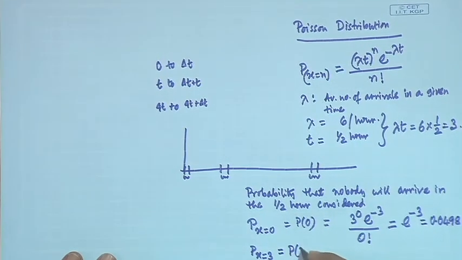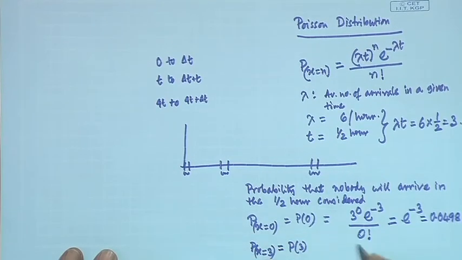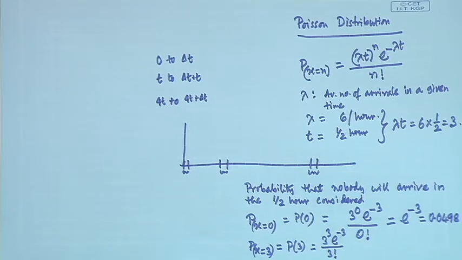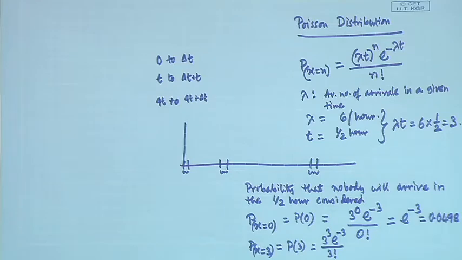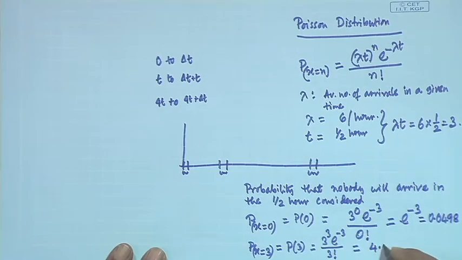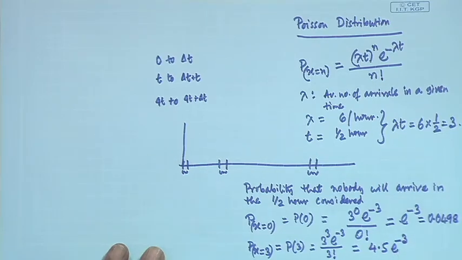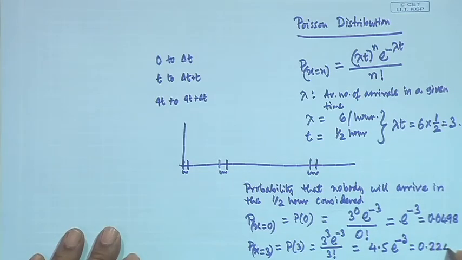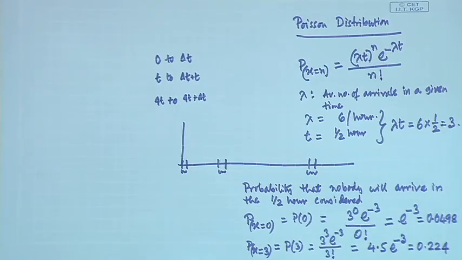If x equals 3, sometimes it is called P3. Then how much? Lambda t is 3, so 3 to the power 3 multiplied by e to the power minus 3 by factorial 3. How much is 3 to the power 3? It is 27. How much is factorial 3? 3 into 2 into 1, 6. So, 27 by 6. If you cancel 3, then 9 by 2, or in other words 4.5. So 4.5 e to the power minus 3, I have the figure here, it is 0.224, right.